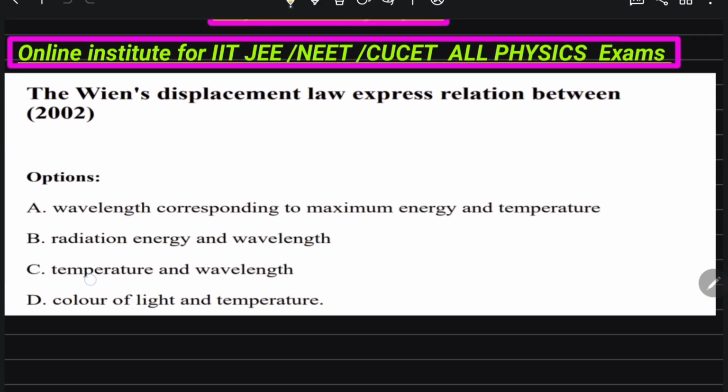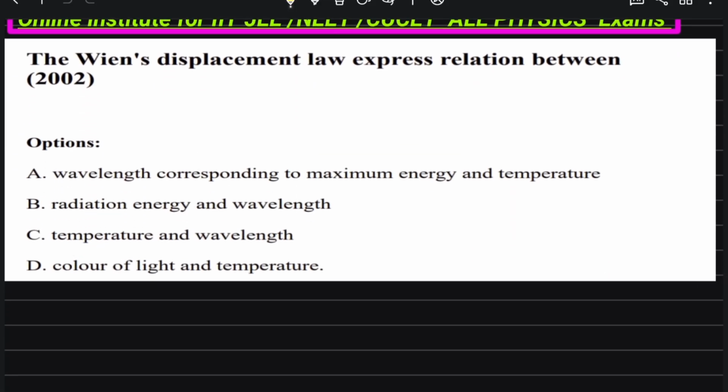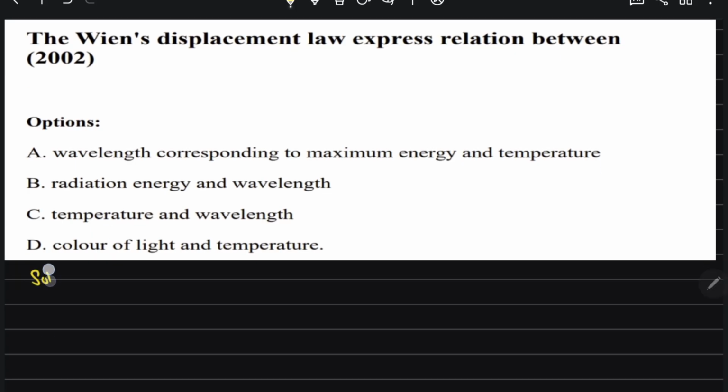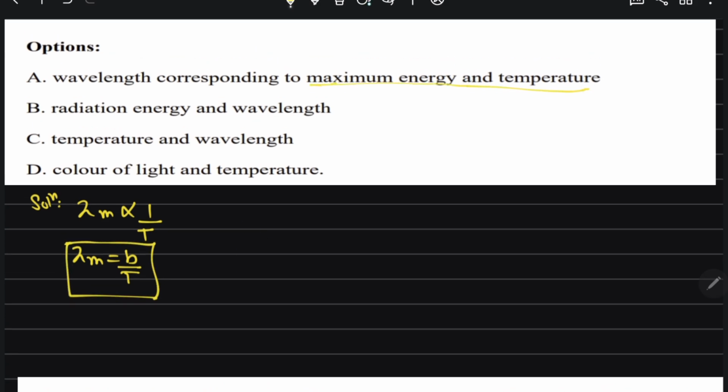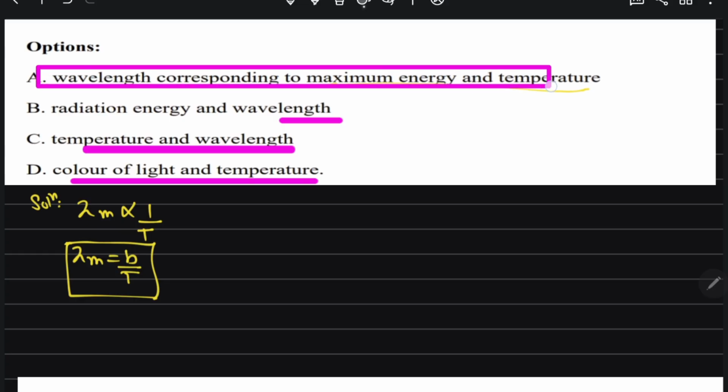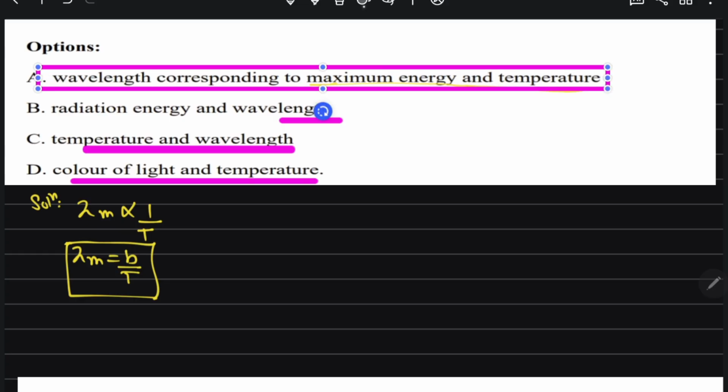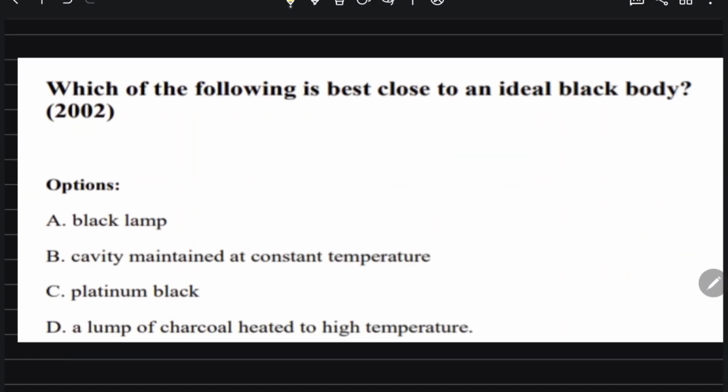This question is on the Wien's displacement law relation. What this law says is that lambda maximum is inversely proportional to temperature, so lambda maximum is equal to b by T. So it relates the wavelength corresponding to maximum energy and the temperature. The options are radiant energy and wavelength, temperature and wavelength, color of light with the temperature. So wavelength corresponding to maximum energy and temperature, so option A is correct. Now I proceed to the next question.